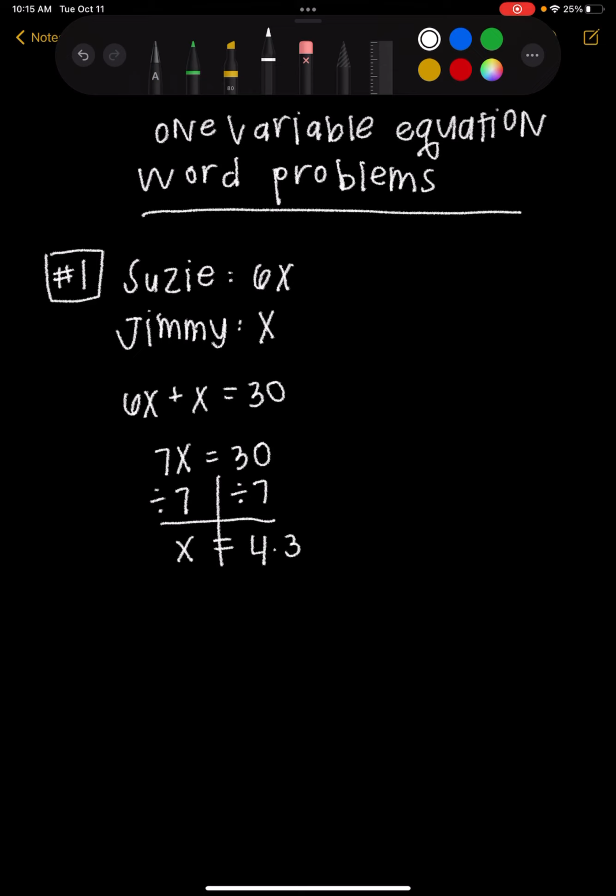Now, x we talked about is Jimmy, right? But the question is asking for how many candy bars Susie has. So if Jimmy has 4.3 candy bars, then Susie must have 6 times 4.3 candy bars, which is, let's see. So we know that Susie is 6 times 4.3 candy bars. So she's got 25.8 candy bars.